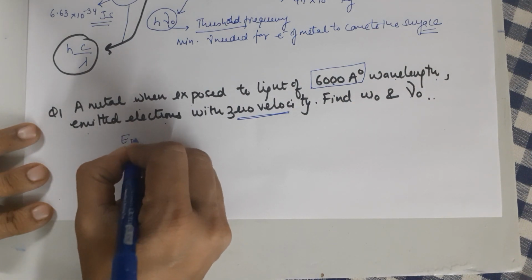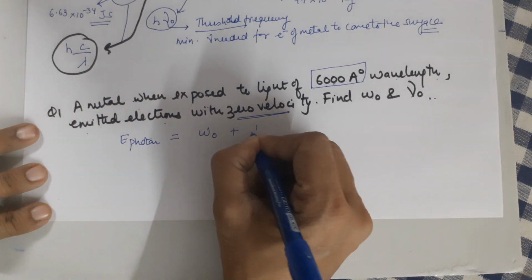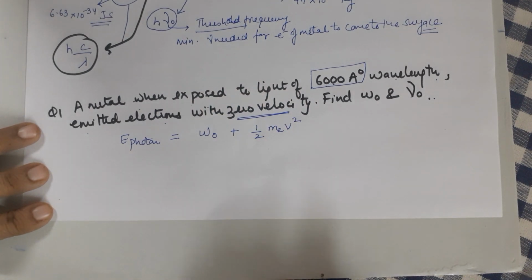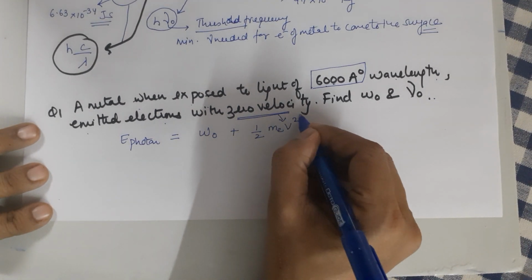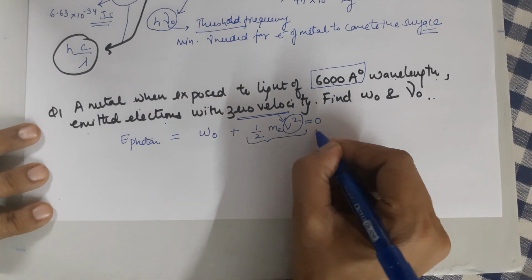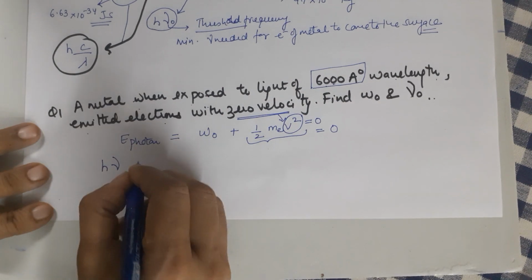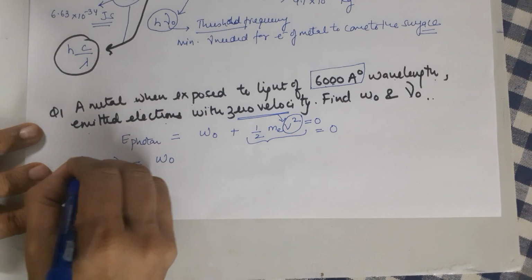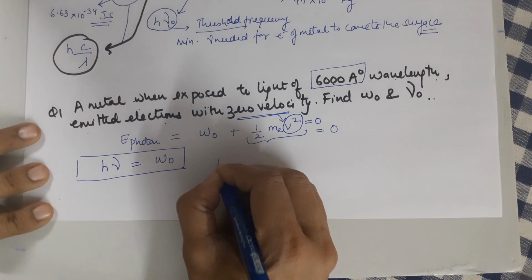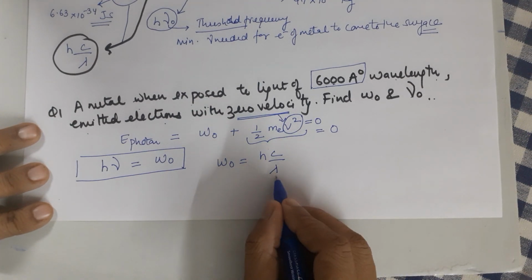Energy of the photon is equal to the work function plus half mass of electron v square. Now, in this formula, your velocity is given to be 0. Therefore, this part is equal to 0. Therefore, energy of the photon, that is h nu, is equal to the work function. So you can calculate the work function, or you can say the work function is equal to hc by lambda. Fine, lambda is given to you.